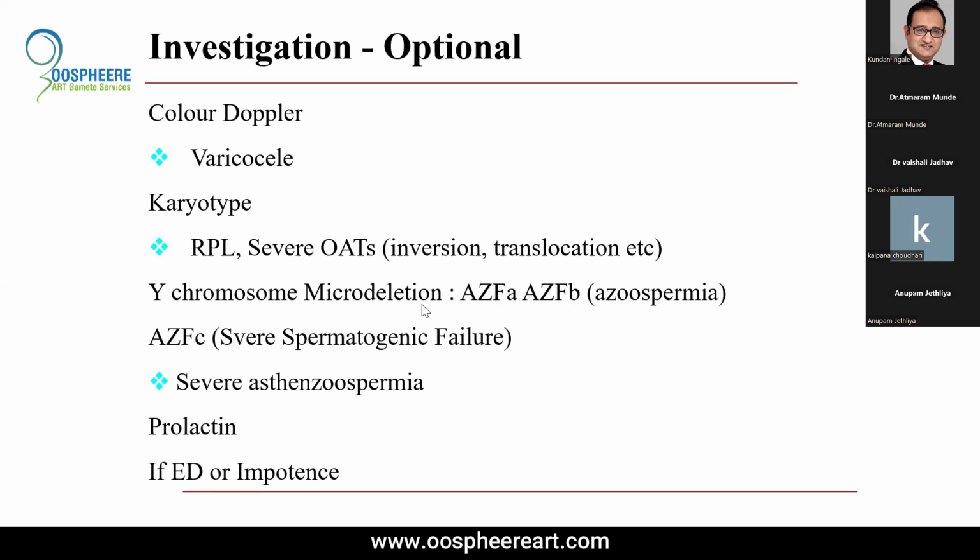Y chromosome microdeletion, there are 3 areas. AZFA and B can cause azoospermia. If you are in the zone of AZFC, severe spermatogenetic failure, severe oligo-astheno-teratozoospermia.